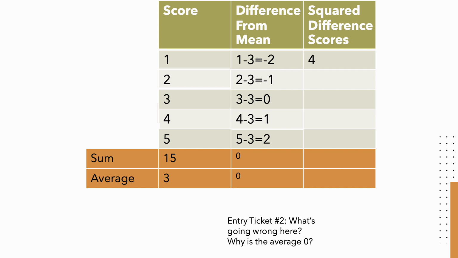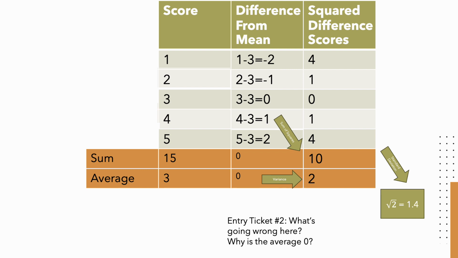So let me show you that. We square the difference scores. 2 squared is 4, 1 squared is 1, 0 squared is 0, 1 squared is 1, 2 squared is 4. We add these together to get 10. That is your sum of the squared difference scores, right? Then we get the average of these. We divide by n, which is 5. So 10 divided by 5 is 2, and that is called your variance. We take the square root of variance, getting 1.4, which is a little bit larger than 1. It meets my estimation from earlier. It's not perfect, but it's close, and that is our standard deviation.